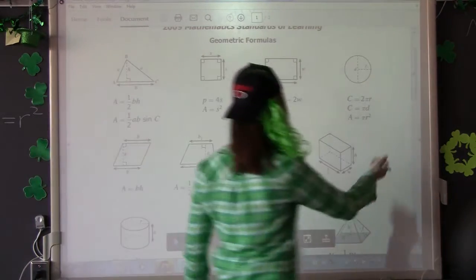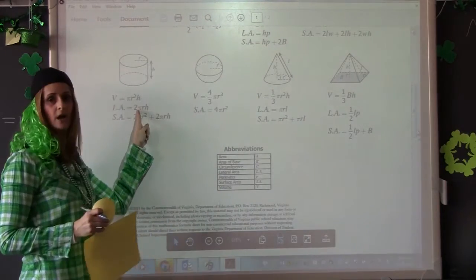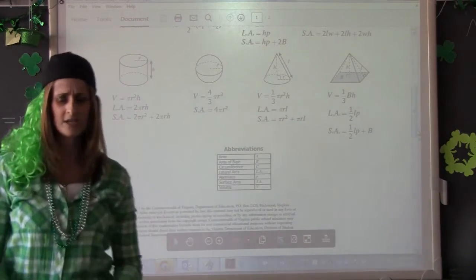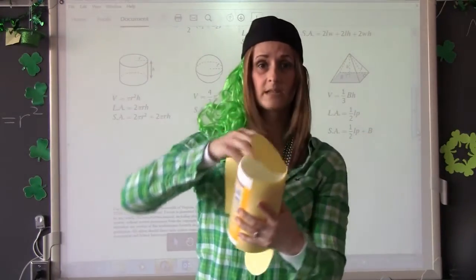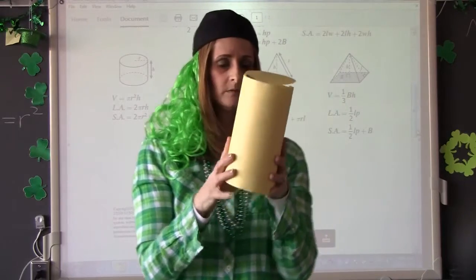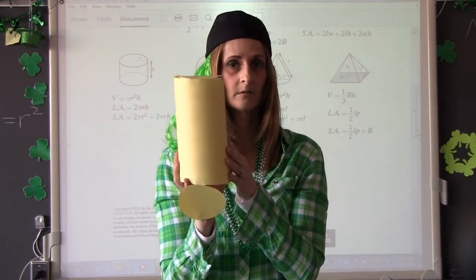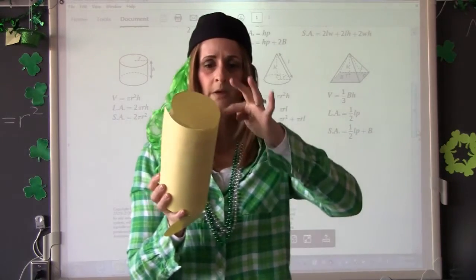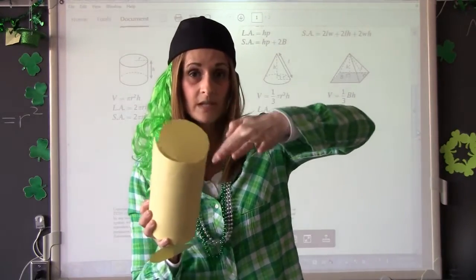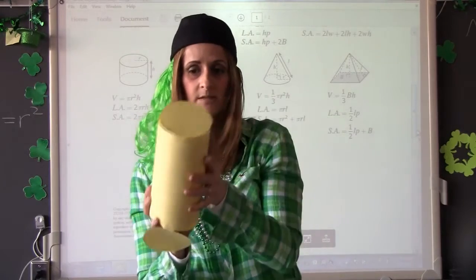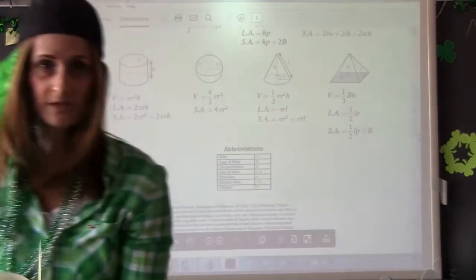where's the cylinder? The lateral area is just this part, 2 pi rh. Why is it 2 pi rh? We're talking about this rectangle, right? The formula for area of a rectangle is just length times width, or base times height. So the length of this rectangle is just the circumference of the circle. So this is the circumference times the height. Circumference is 2 pi r.